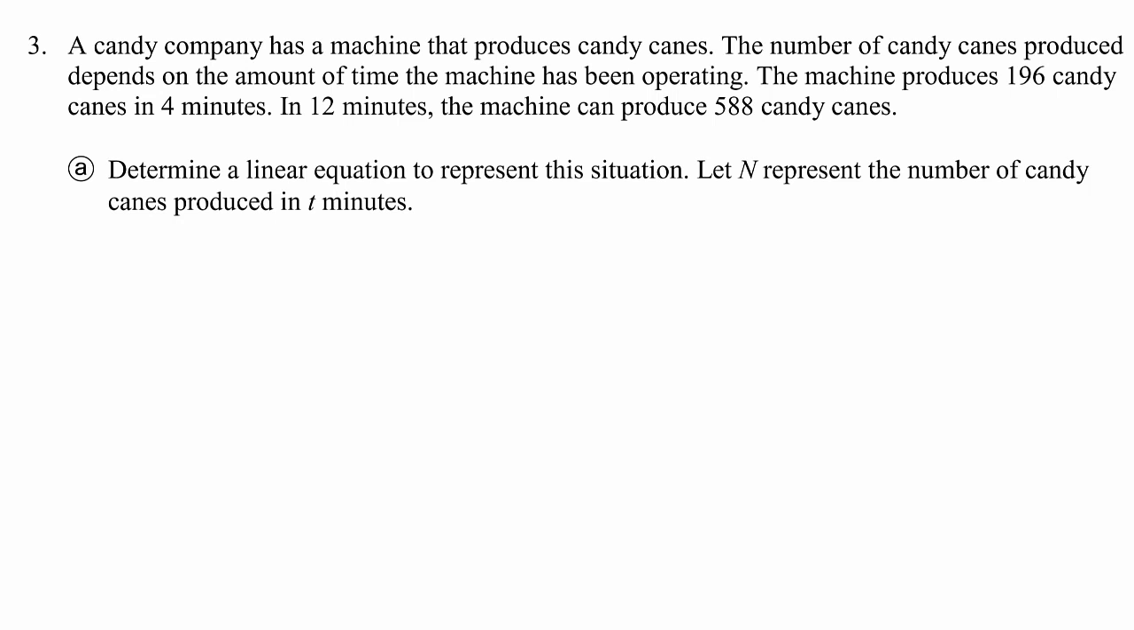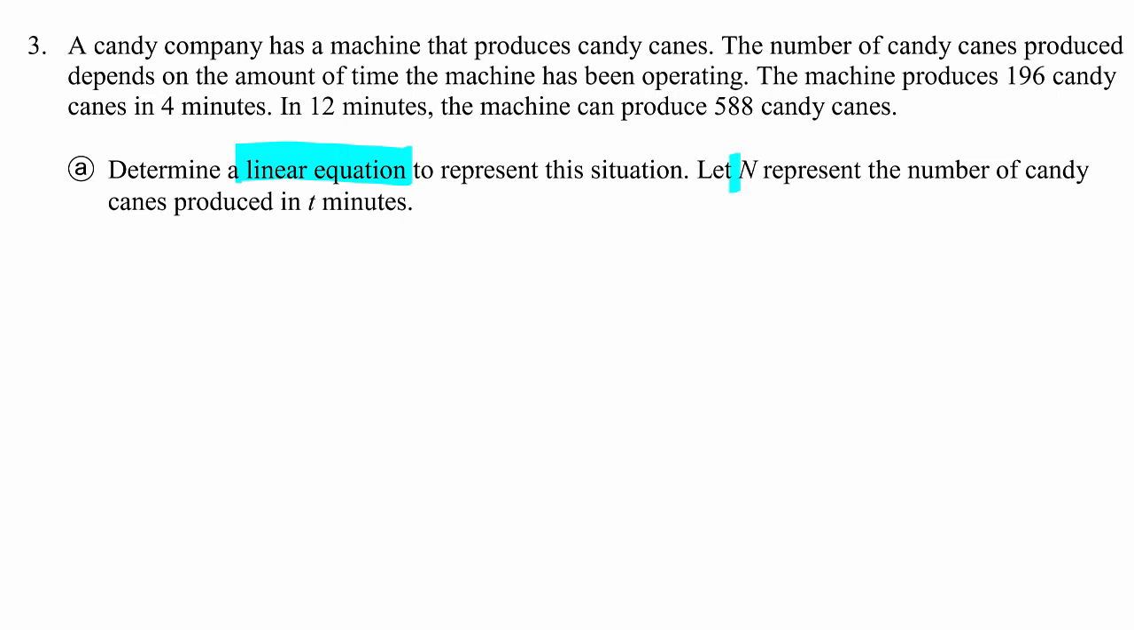In this video, we continue our work with finding linear equations, and we have this next word problem, which states that a candy company has a machine that produces candy canes. The number of candy canes produced depends on the amount of time the machine has been operating. The machine produces 196 candy canes in 4 minutes. In 12 minutes, the machine can produce 588 candy canes. Determine a linear equation to represent this situation.